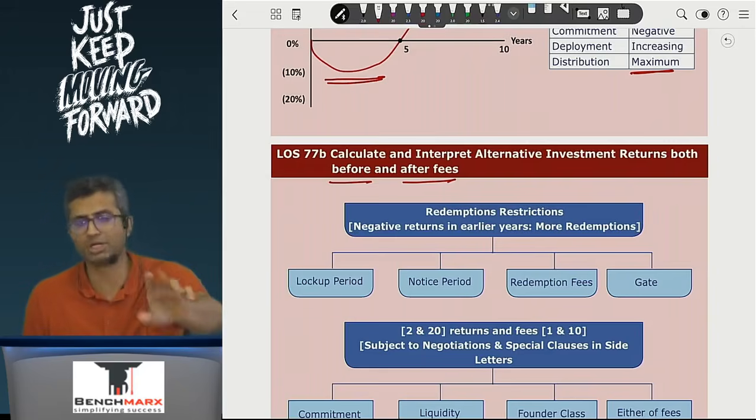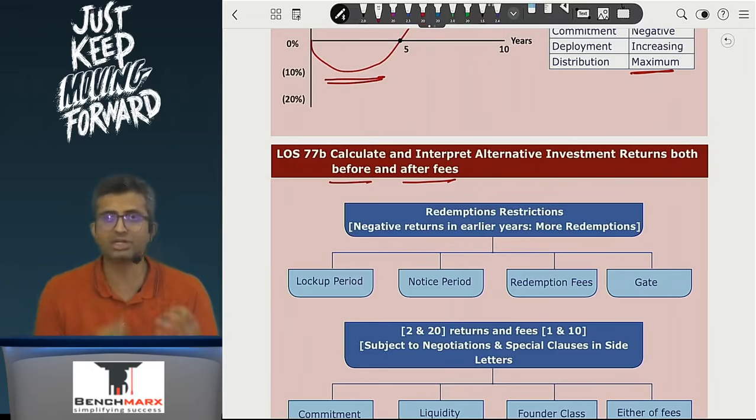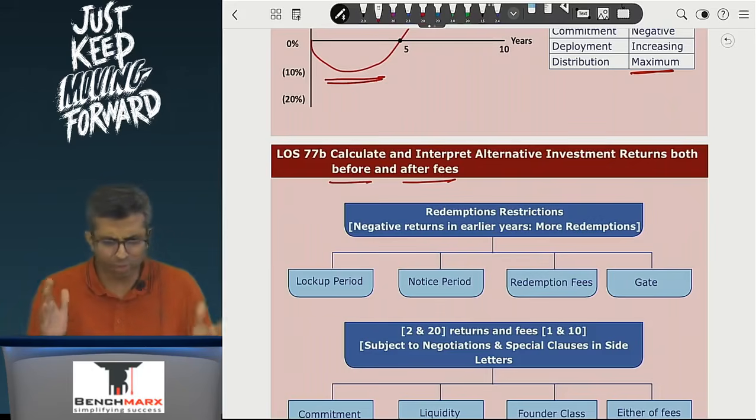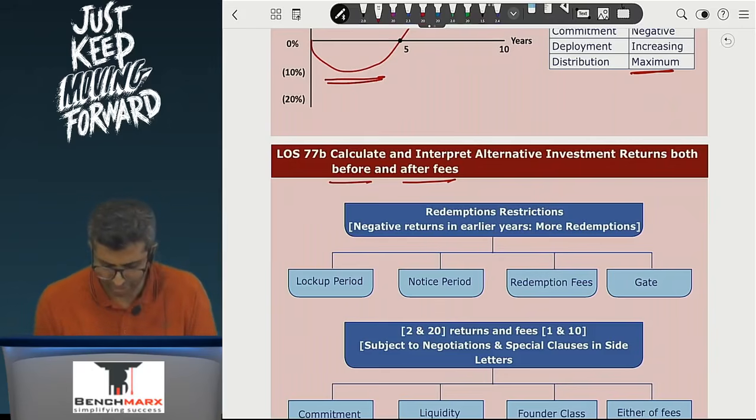Or even if you claim a redemption, there will be a notice period, maybe 60-90 days, after which you will get money because the general partner will need some time to generate that kind of liquidity to pay you. Or they can define a gate. A gate would be a time frame where an investor or a limited partner cannot claim redemptions. So there can be a lot of redemption restrictions.